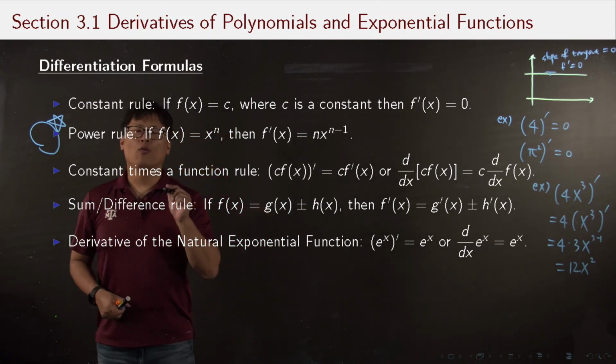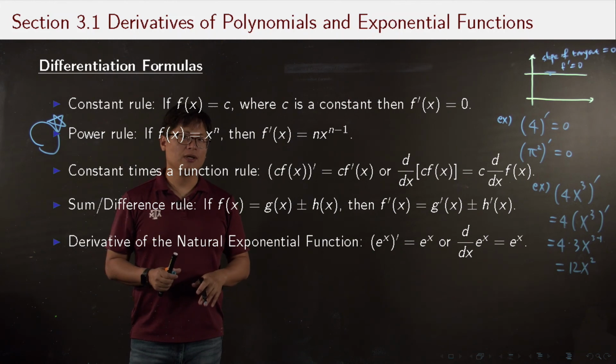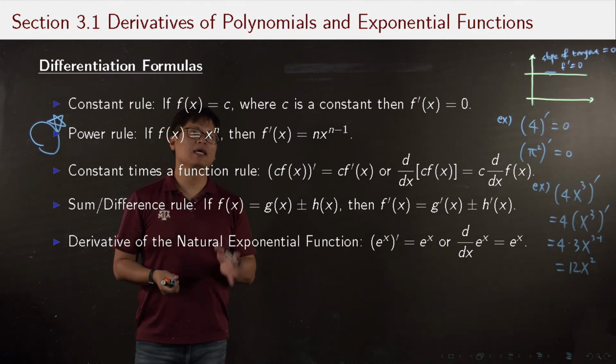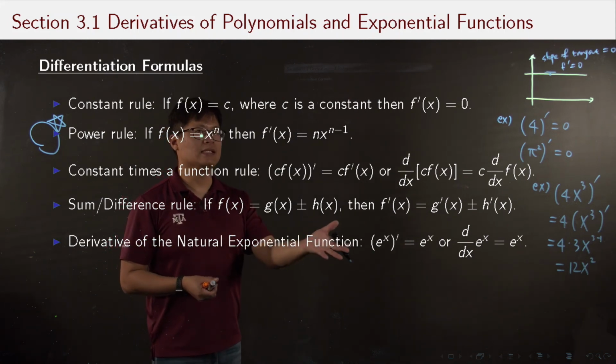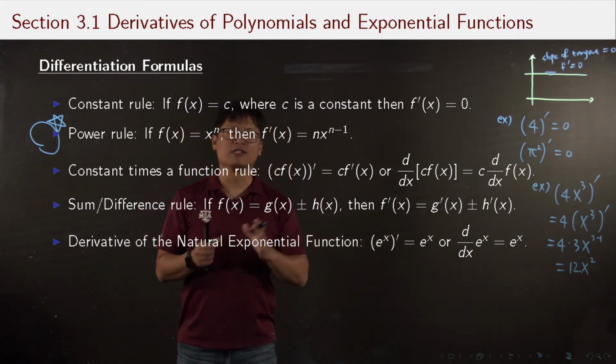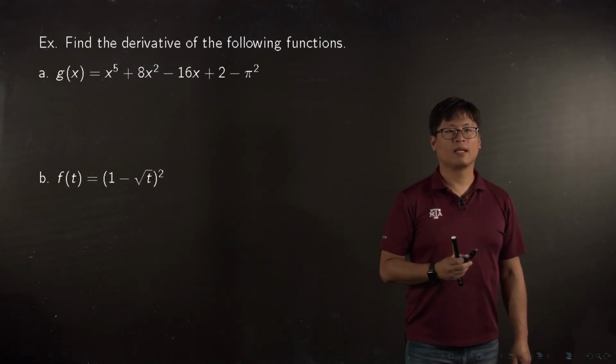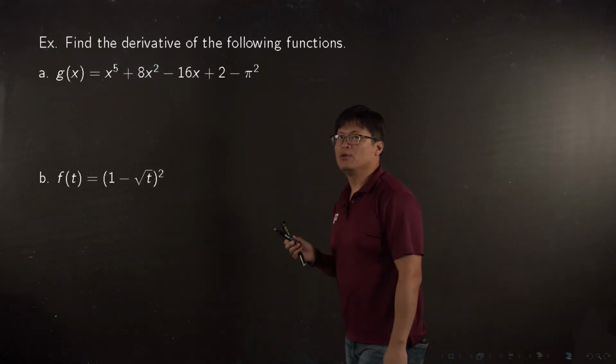Whenever you have the natural exponential function, it is a special function, which means e to the x prime is equal to e to the x. This is the only function which doesn't change. Does it make sense? That's it. Now let me give you a couple of examples.